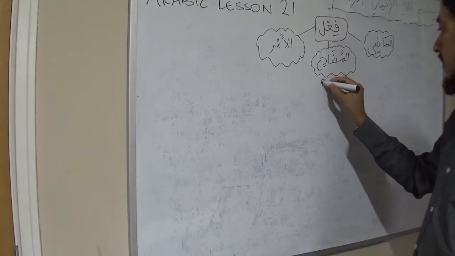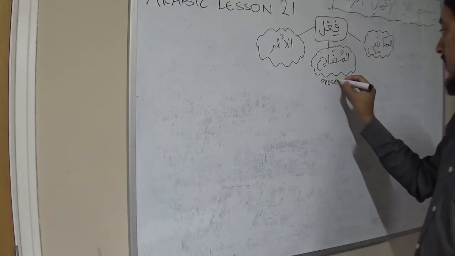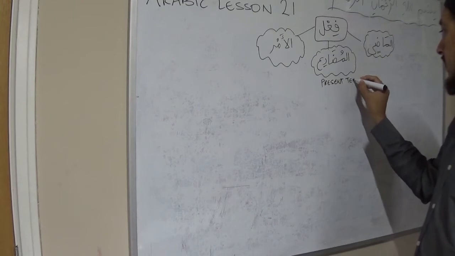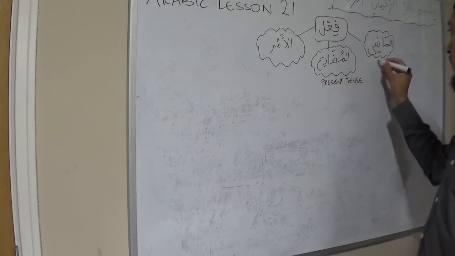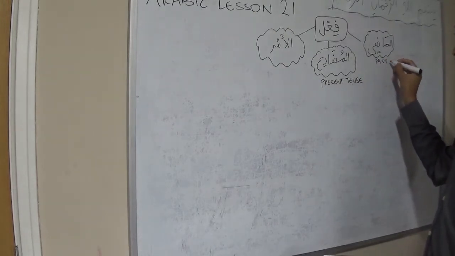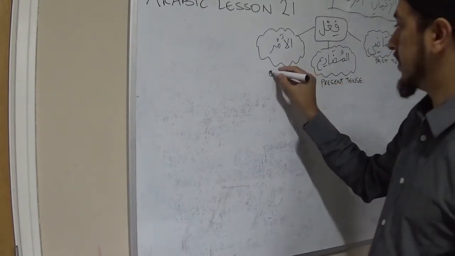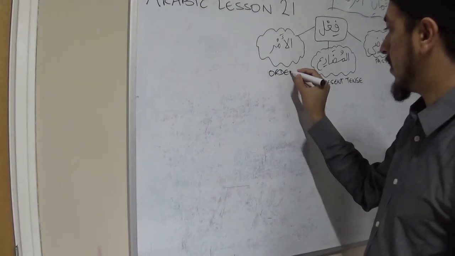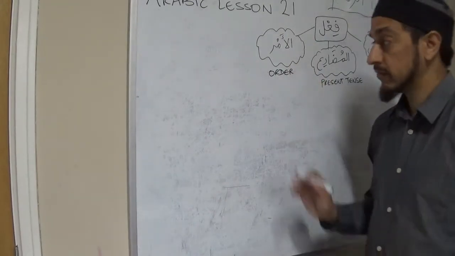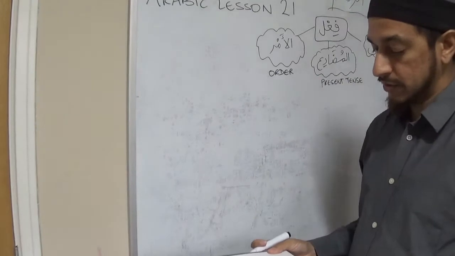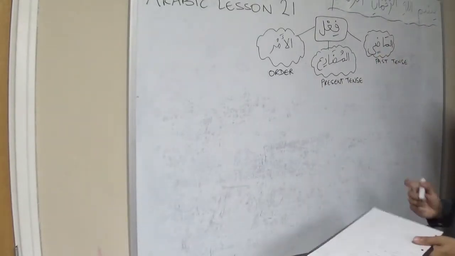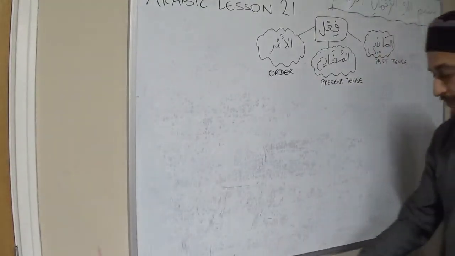So this is present tense. This is past tense, and this is in order. I will not even refer to the amr today. Don't want to confuse anything. We'll just look at madi and mudari.